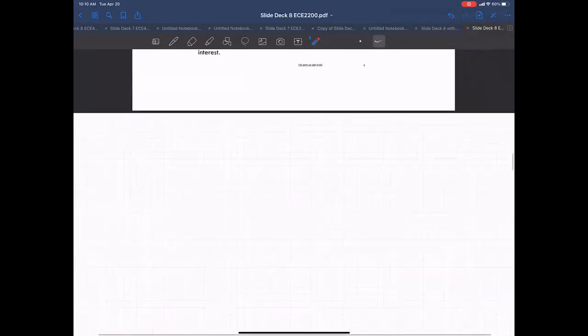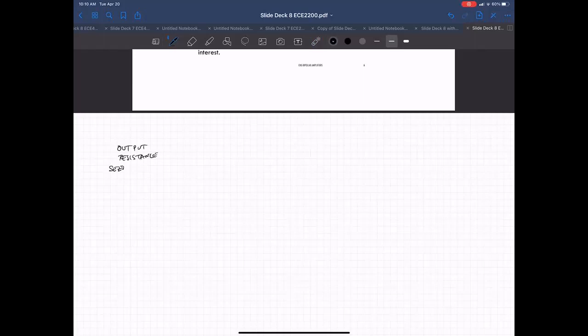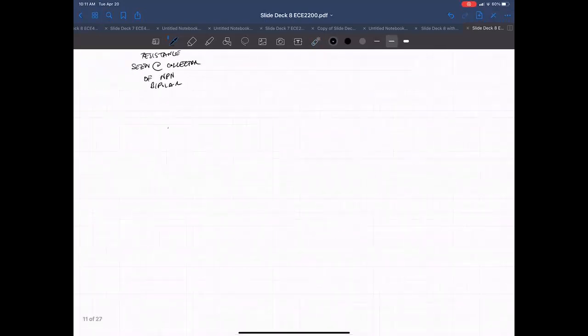Let's look at the simplest case we can think of. Our example is the output resistance seen at the collector of an NPN bipolar transistor. Here's our transistor, and here's our collector, and we want to see what this R out is.